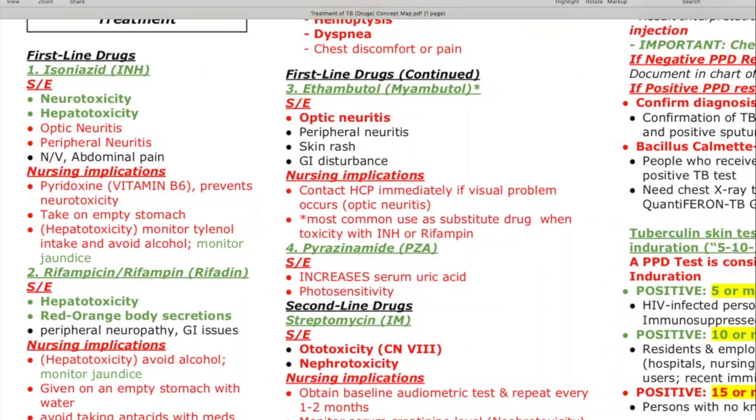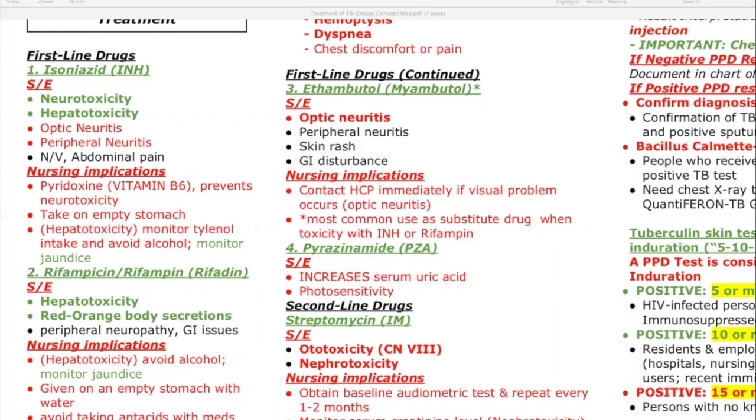Second-line drugs. Second-line drugs is mainly the antibiotic streptomycin. So what do we know about streptomycin? It's an aminoglycoside, right? The side effects for streptomycin are ototoxicity, nephrotoxicity, and hypersensitivity. Ototoxicity is going to affect our 8th cranial nerve, right? So CN8.